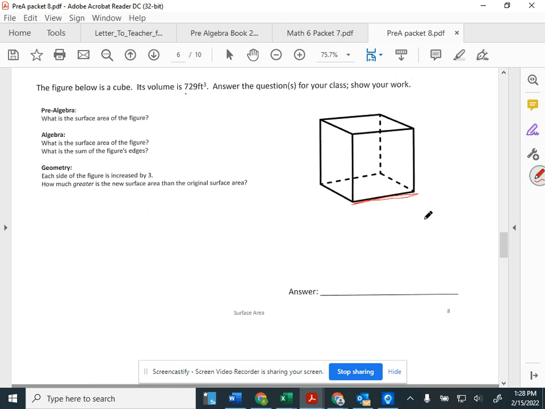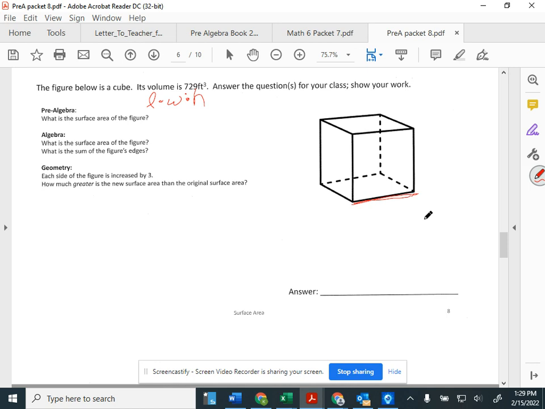How do we find the volume of a cube? Length times width times height. It is not divided by 3. 729 divided by 3 will not get you the answer. Because if we had 18 divided by 3 is 6, 6 times 6 times 6 doesn't get us back to 18. So you cannot just divide it by 3.